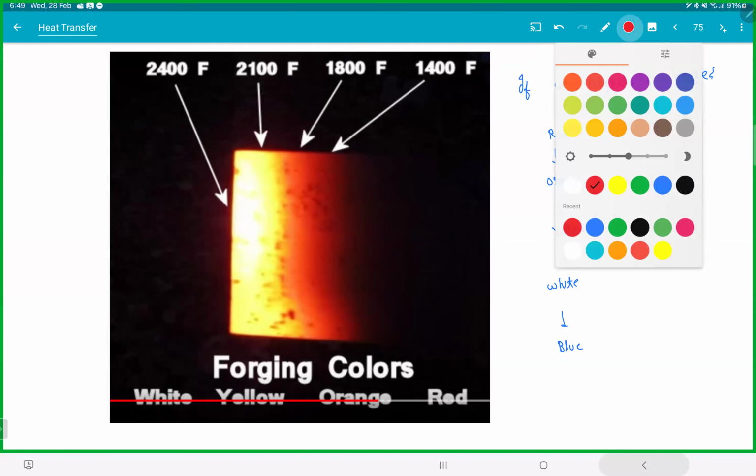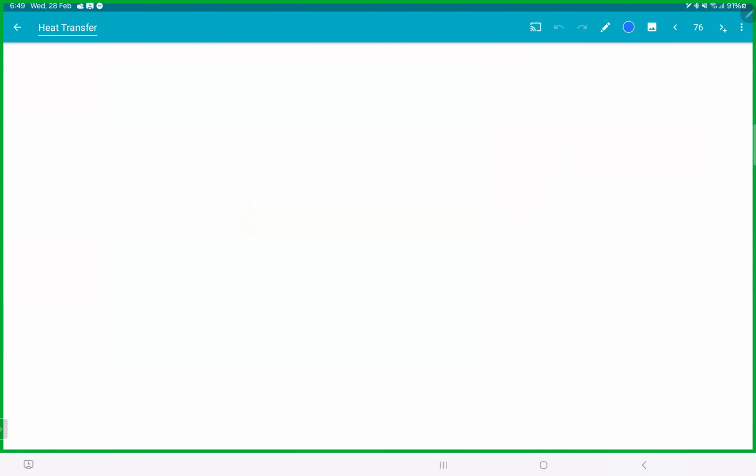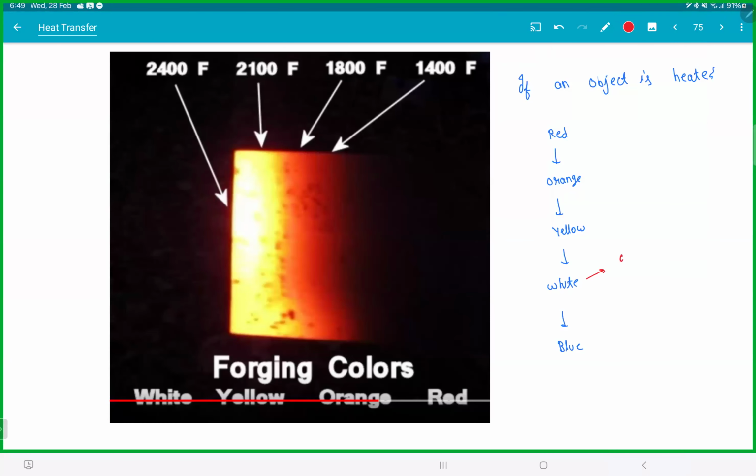Now for this graph here, the examiner will ask you, this is important. I'll just write down here. It looks white because all wavelengths are emitted.